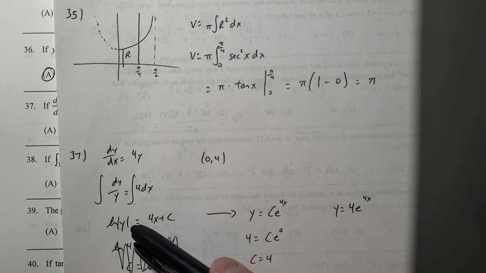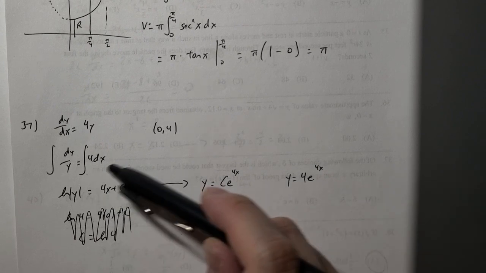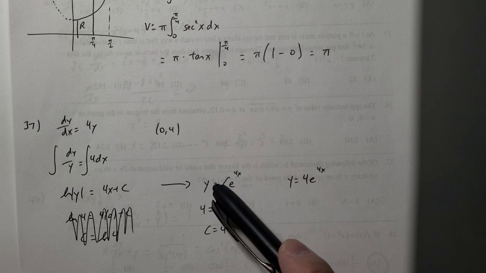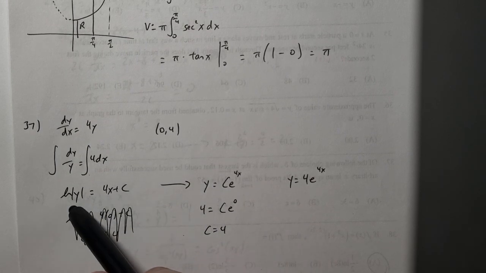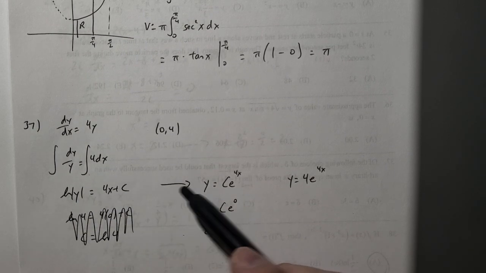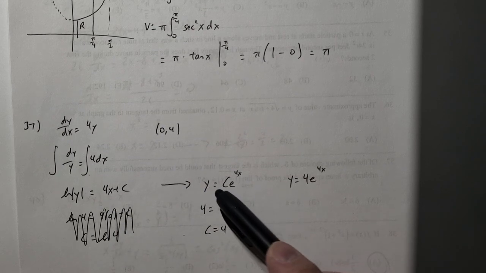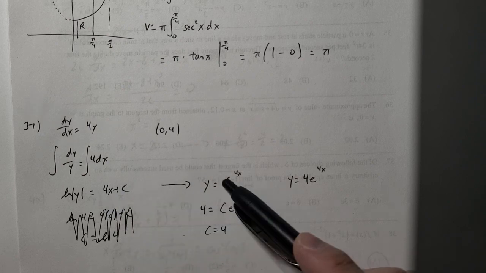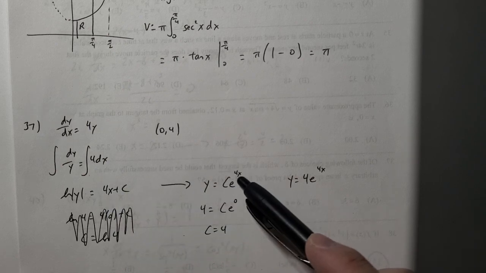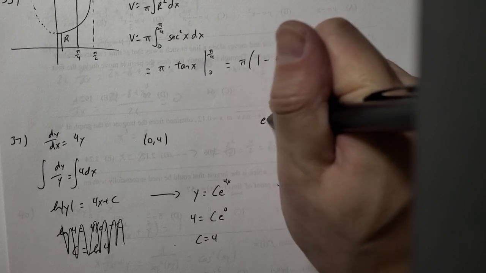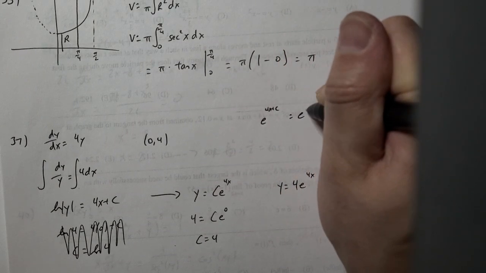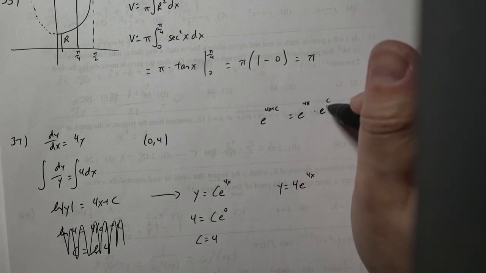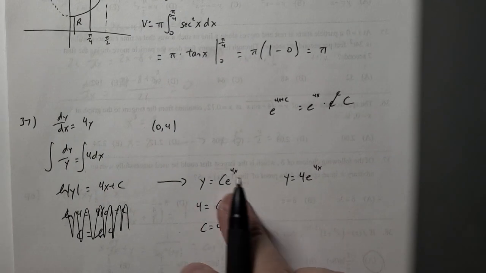Remember the technique here. You could just plug in here, but I like to do it like this. I feel like it's easier. I even started doing it, but I remember, oh, I can do it this way. If we exponentiate both sides, you get y is equal to e to this guy. But we can rewrite it as c e to the 4x. Remember, e to the 4x plus c is e to the 4x times e to the c. E to the c is just another constant c. So c e to the 4x.